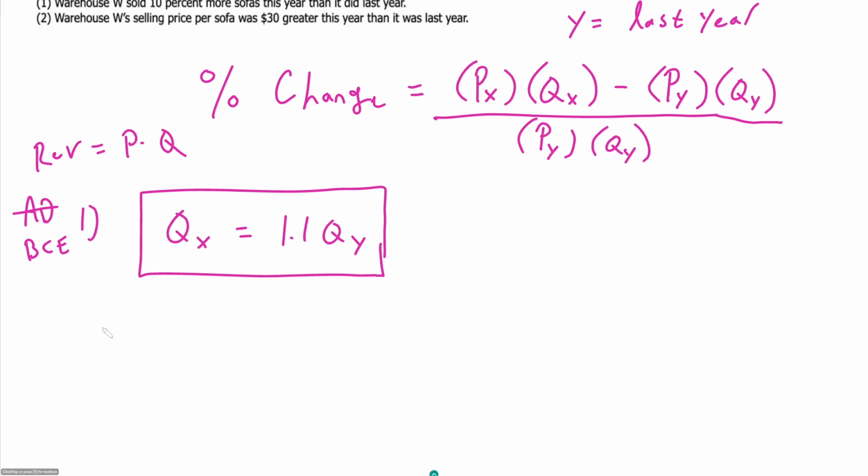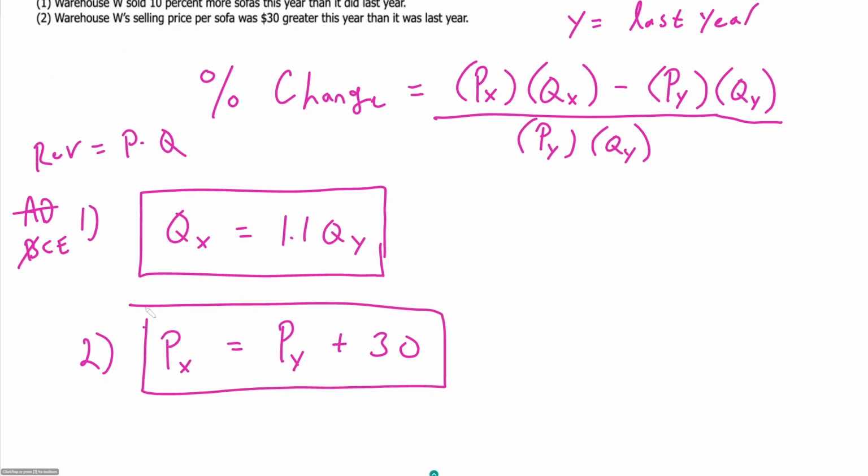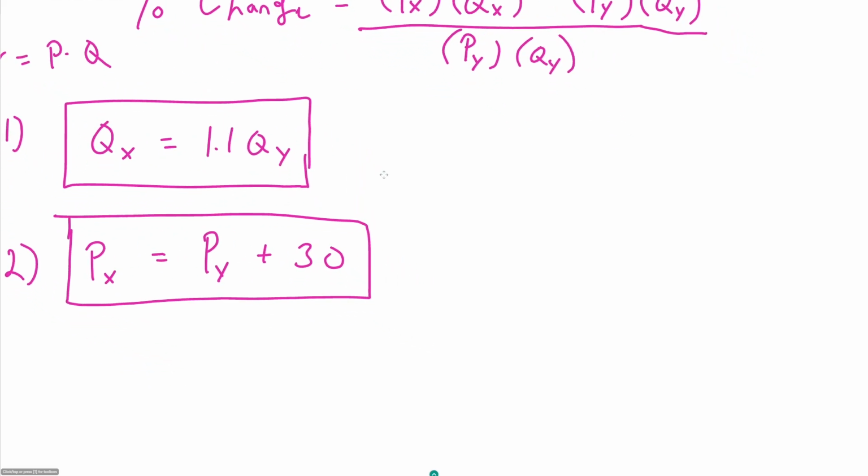And so we want to narrow down those variables if we're going to answer our question. Statement 2 says Warehouse W's selling price per sofa, now they're giving us information on the price, was $30 greater this year than it was last year. So this is telling us that P this year, or PX, is equal to PY, the price last year, plus 30. And so once again, this will be insufficient by itself because no information about the quantity is given. But now that we have to look at them together, we can take advantage of these equations that we were able to make from our statements.